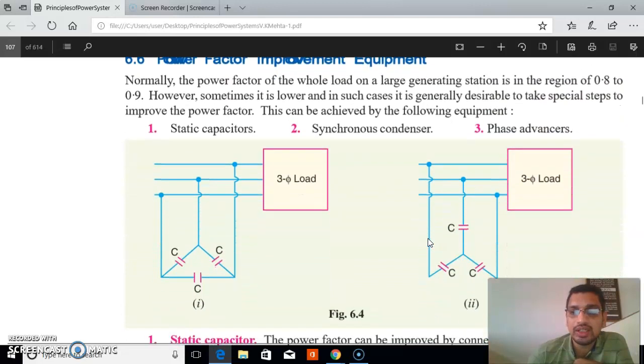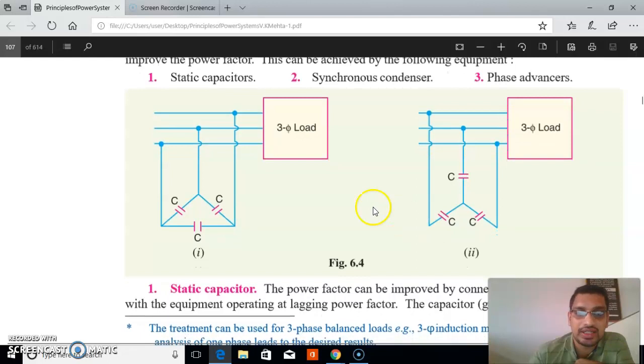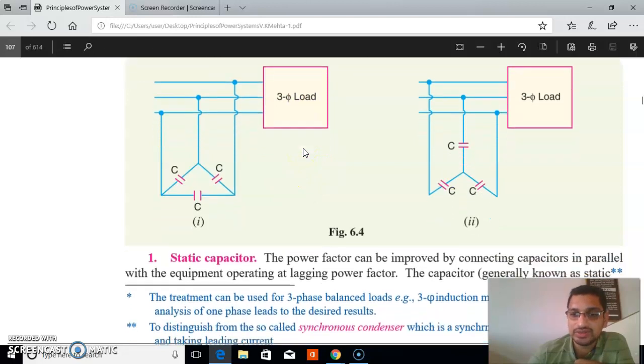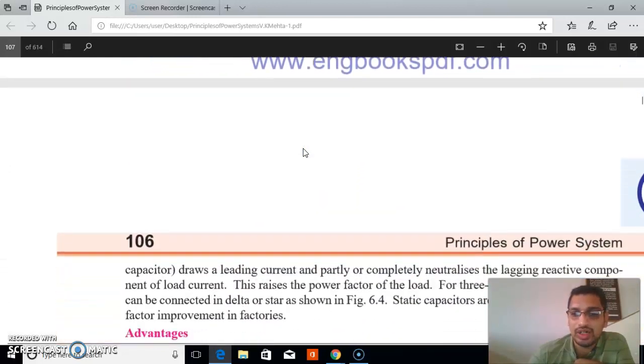Then we move to the three-phase system. In a three-phase system also, if we connect the capacitor in parallel with the three-phase load, we can improve the power factor. We can connect the capacitor in either delta connection or star connection. So that is the power factor improvement in a three-phase system. Now we move to the calculation of power factor.